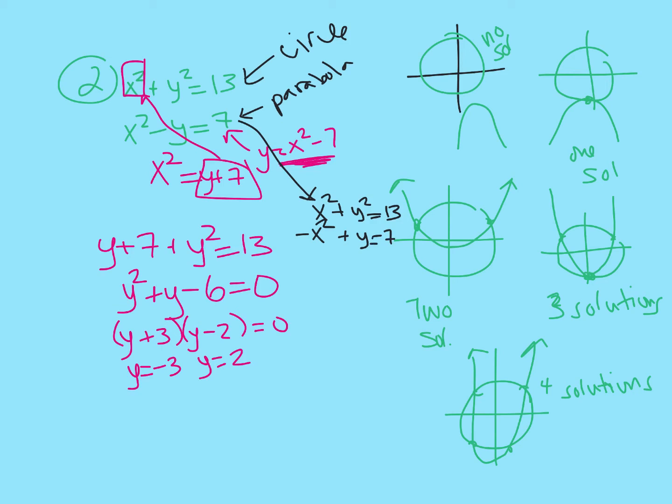And if you had done that, you would get y squared plus y, these two would cancel out, these two would add together, is equal to 6. You'll notice that that's actually going to give you the same thing that we got over there. So either of those two methods would have been fine here. All right, so continuing on, we have y equals negative 3, y equals 2.